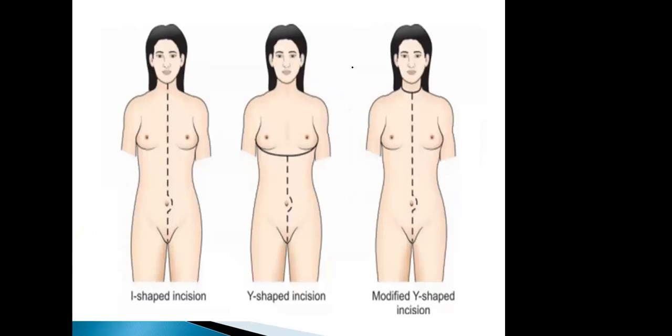Then the different types of incisions in autopsy. The first one is called the I-shaped incision. You can see here, this is called the I-shaped incision. Next is the Y-shaped incision, and next is the modified Y-shaped incision. So these are the three different incisions.